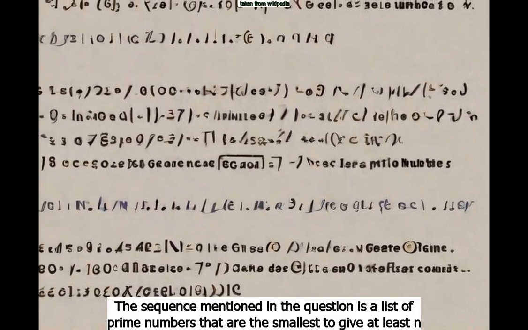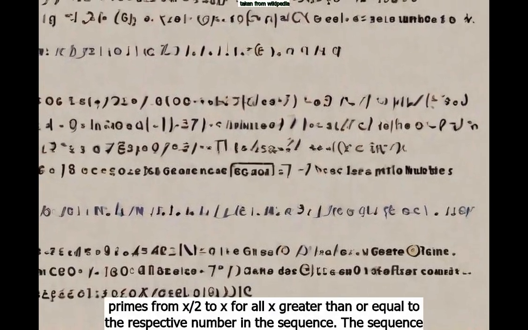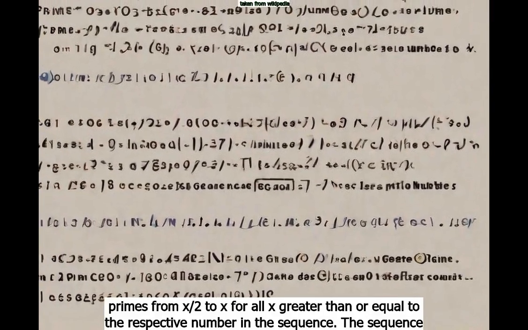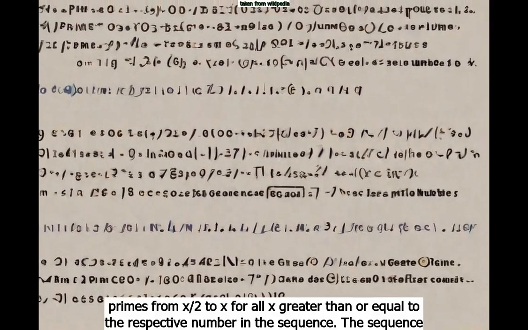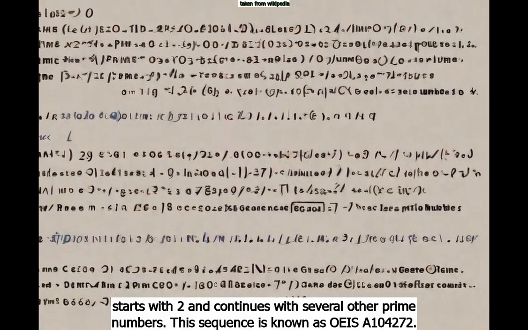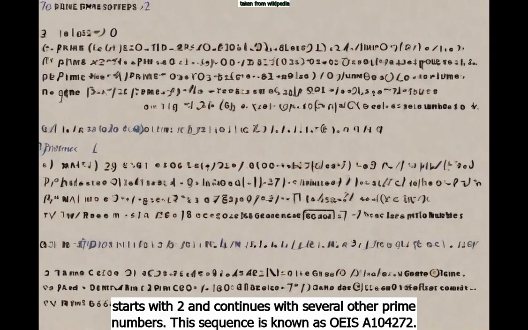The sequence mentioned in the question is a list of prime numbers that are the smallest to give at least n primes from x divided by 2 to x for all x greater than or equal to the respective number in the sequence. The sequence starts with 2 and continues with several other prime numbers. This sequence is known as OEIS A104272.